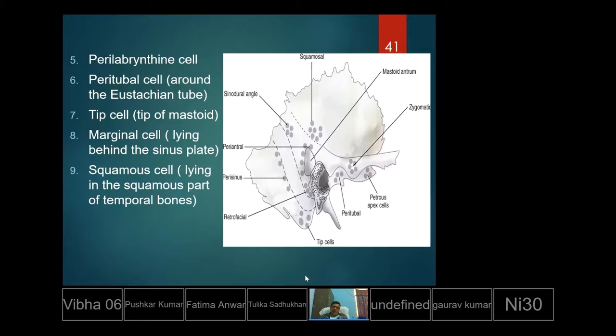Perilabyrinthine cells are present in the labyrinth, above, below, and posterior part of the labyrinth. Peritubal cells around the Eustachian tube, and tip cells which are present in the tip of the mastoid. Marginal cells, again cells over the sinus plate, behind the sinus plate, and squamous cells which are present in the squamous part of the temporal bones.